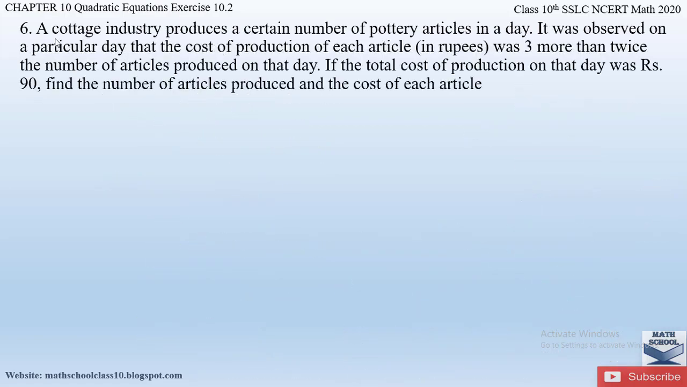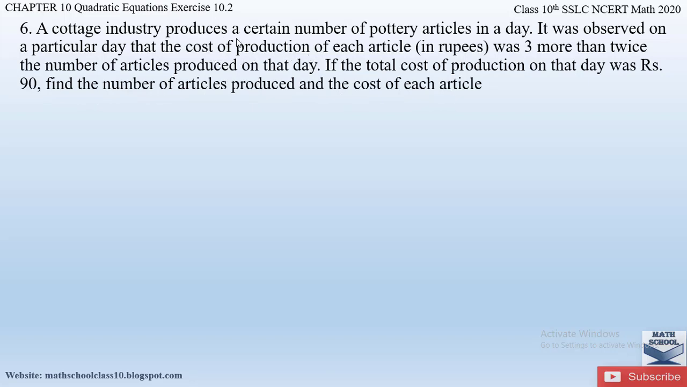The question number 6 from exercise 10.2, chapter 10 quadratic equations says: a cottage industry produces a certain number of pottery articles in a day. It was observed on a particular day that the cost of production of each article in rupees was 3 more than twice the number of articles produced on that day. If the total cost of production on that day was rupees 90, find the number of articles produced and the cost of each article. So we have to first of all understand the question given here.